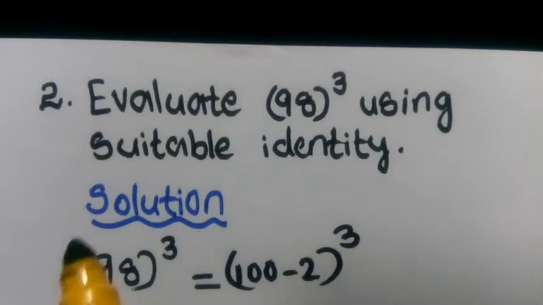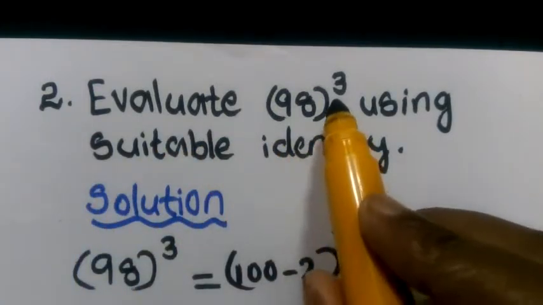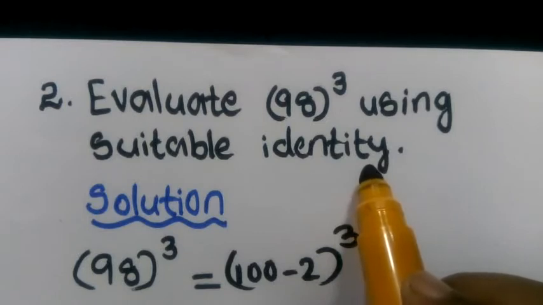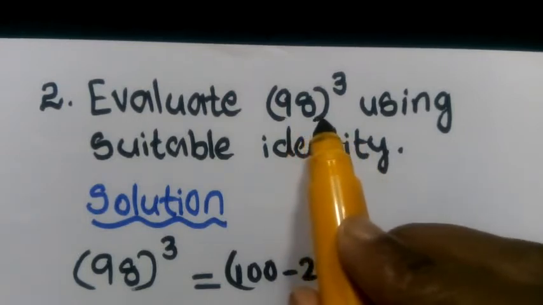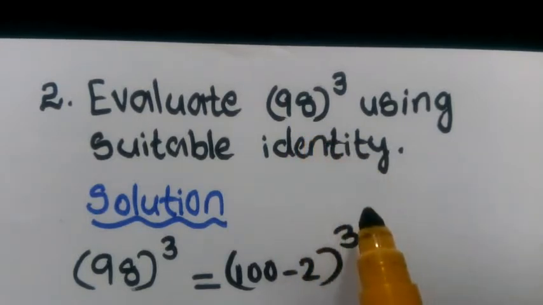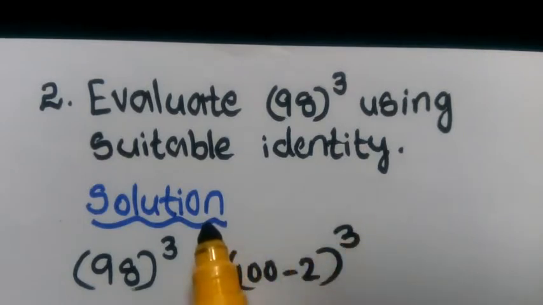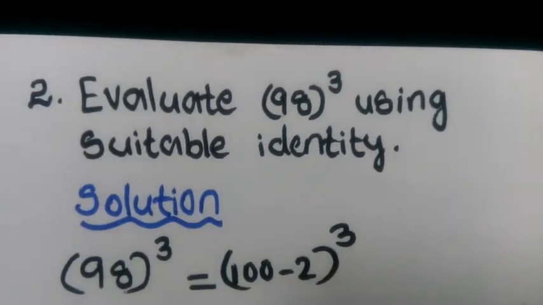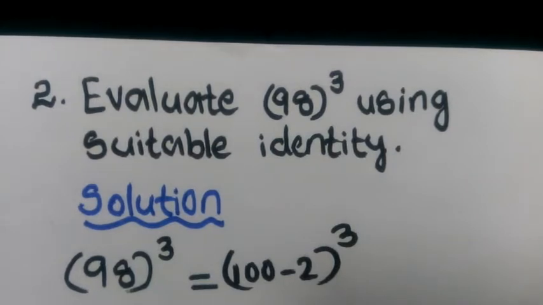Second question. Evaluate 98 whole cube using a suitable identity. So here we need to find the value of 98 whole cube by using identities. Let us check the solution. We have 98 whole cube. We can split it as (100 minus 2) whole cube because 100 minus 2 is 98. So children, think of the identities in your mind and split the numbers correctly.